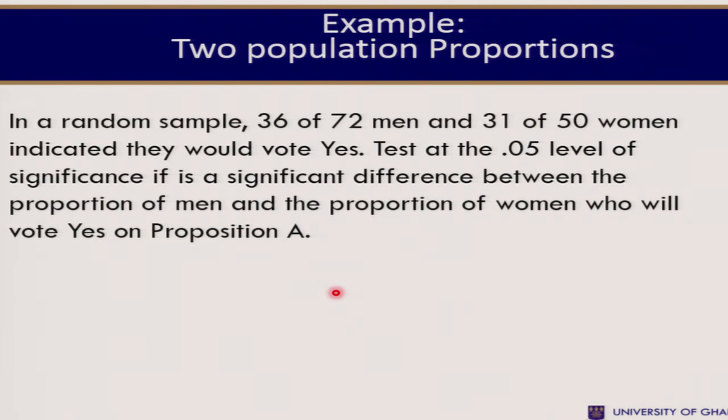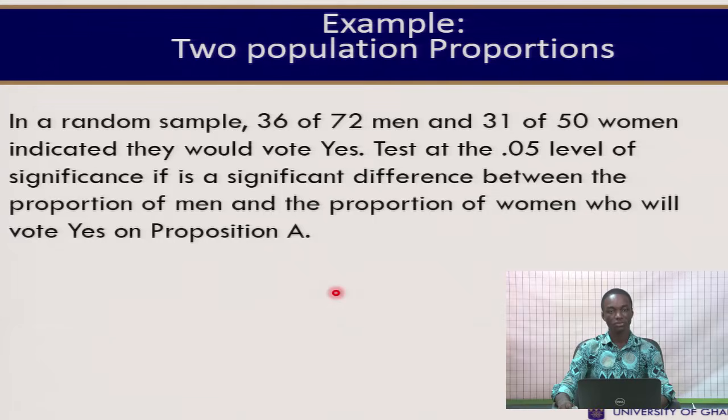Let's take an example. In a random sample, 36 out of 72 men and 31 out of 50 women indicated that they would vote yes to a certain proposition. Test at the 0.05 level of significance if there is a difference between the proportion of men and that of women who vote yes on proposition A.